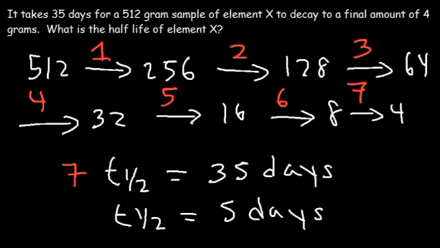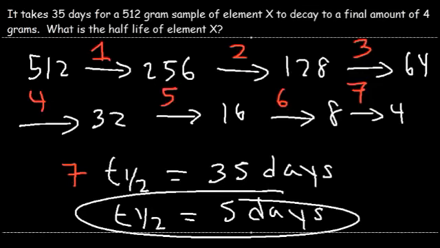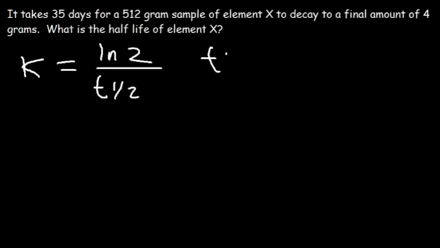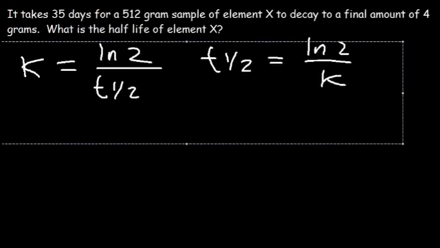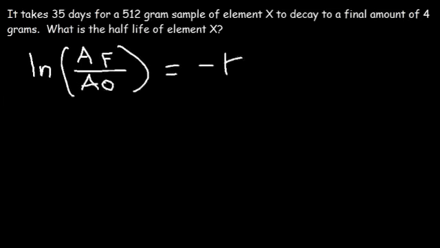Now let's see if we can use the equations to solve for the half-life. In order to calculate the half-life, we need to find the rate constant K. Since K is equal to ln 2 divided by the half-life, if you rearrange the equation, the half-life is ln 2 divided by K. So let's solve for K first, and then we can use that equation. So let's use this equation. The natural log of the final amount divided by the original amount is equal to negative KT.